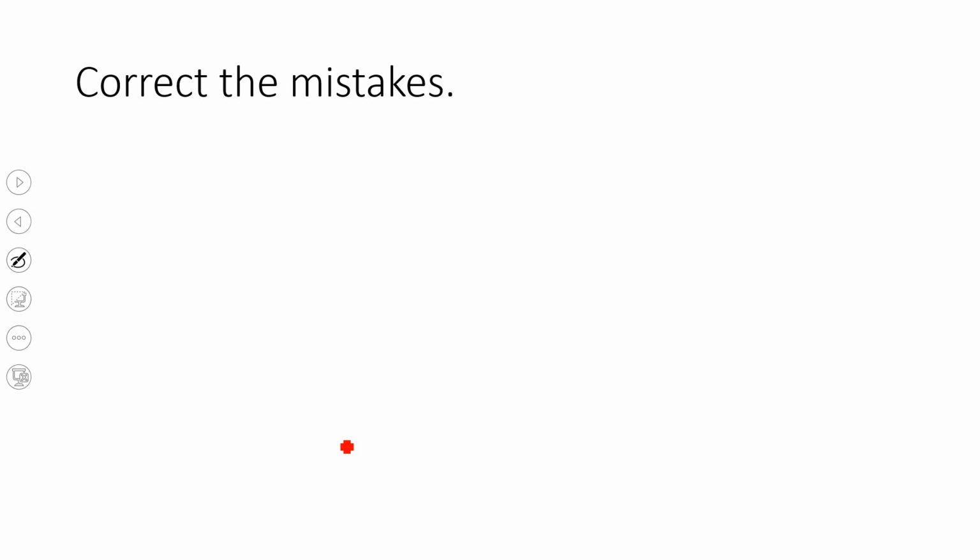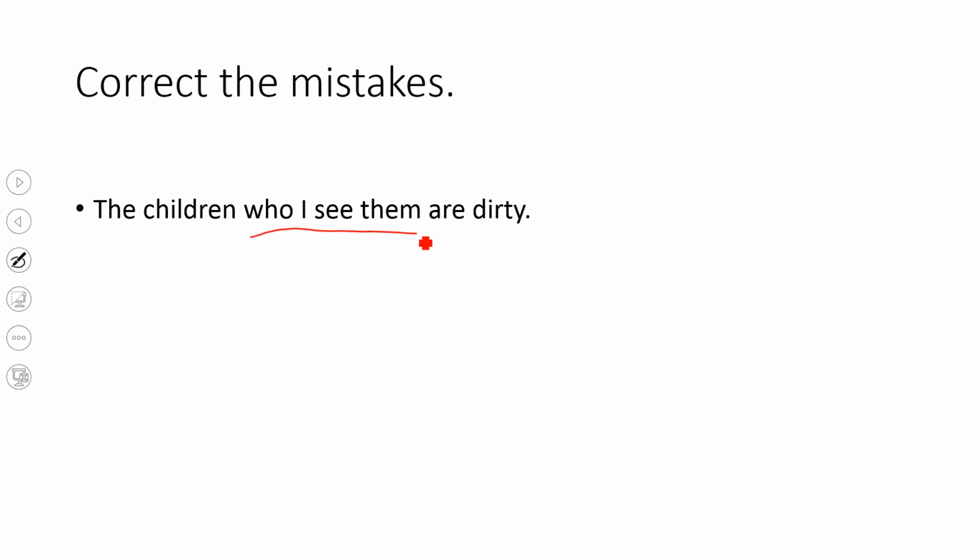Now that we've looked at some examples of object adjective clauses, let's look at trying to fix some common mistakes with adjective clauses. Look at this sentence. Do you see any errors? The children who I see them are dirty. My adjective clause is who I see them. It's describing the children. It all looks good except when I put in the relative pronoun who, one word needs to go away, and that's them. So it should be the children who I see are dirty.